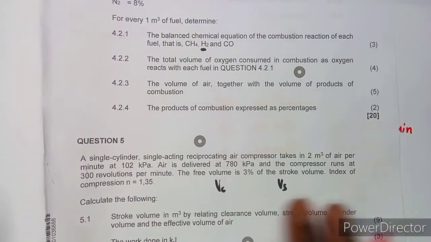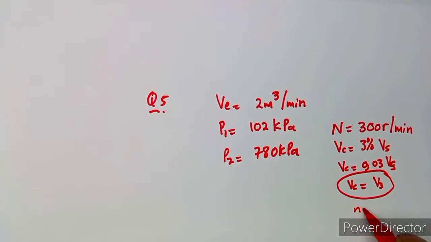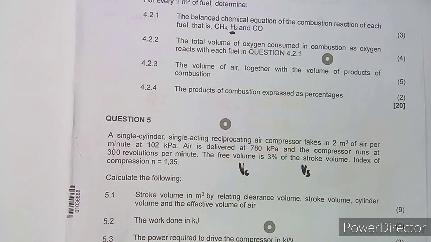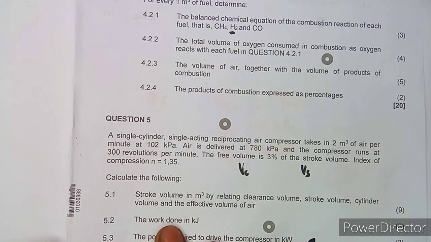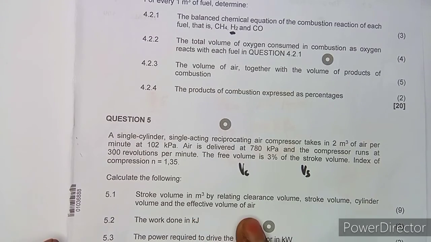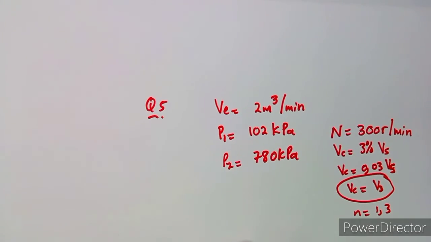What else do we have? The index of compression, which is N. N is equal to 1.3. We are given the index of compression. So the first question is to calculate the stroke volume relating to the clearance volume, stroke volume, cylinder volume, and the effective volume of air. These must be used. So these are the steps that you're going to take.